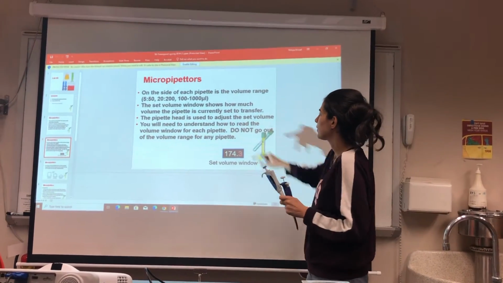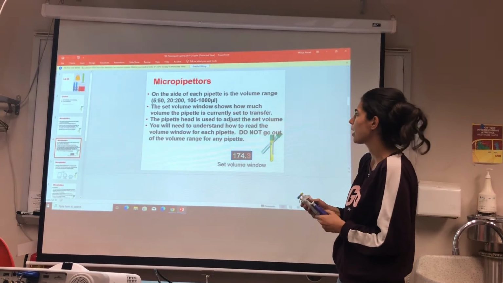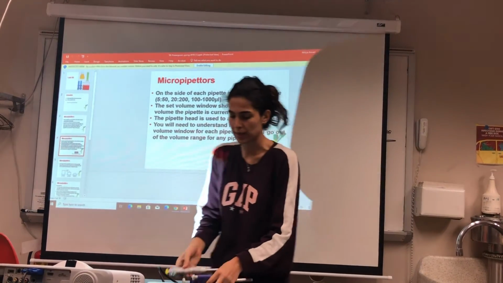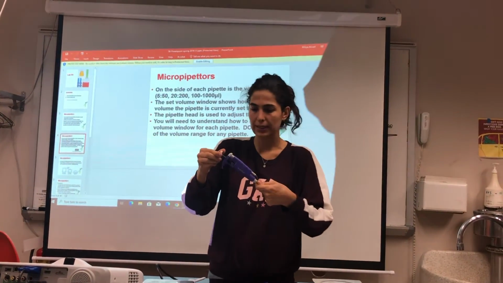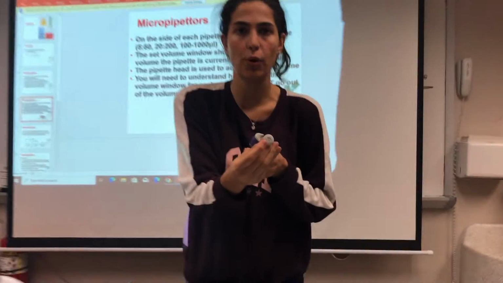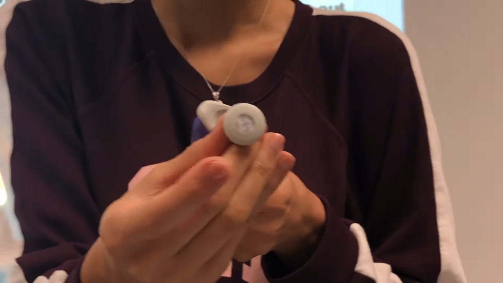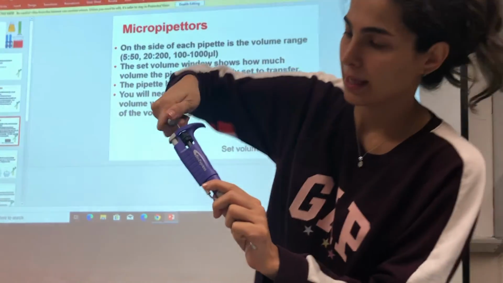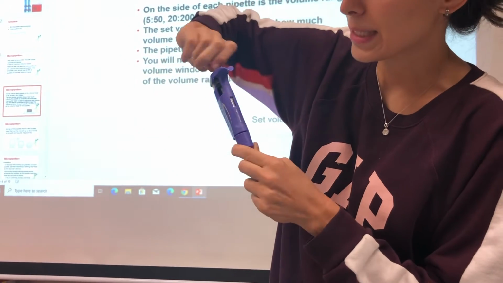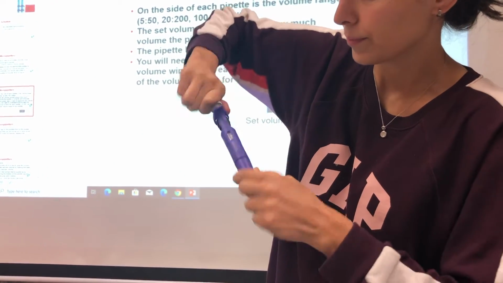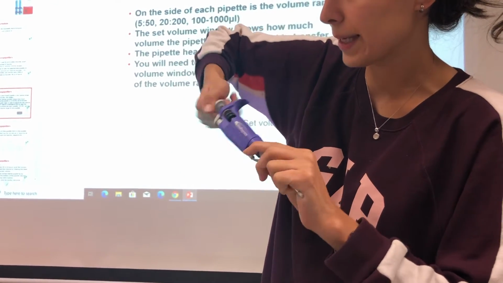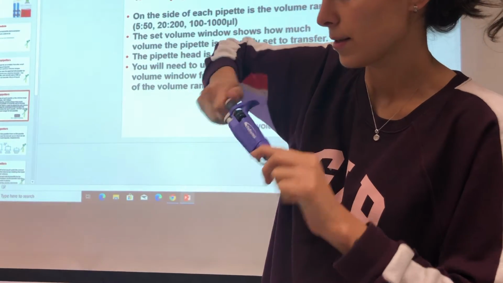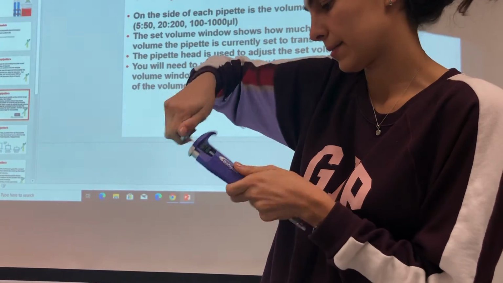The set volume window shows how much volume the pipette is currently set to transfer. So, for example, here is 20 to 200 microliter. When we want to transfer 40 microliter, for example, we can use this micropipette. Then we need to set this micropipette to 40 microliter.